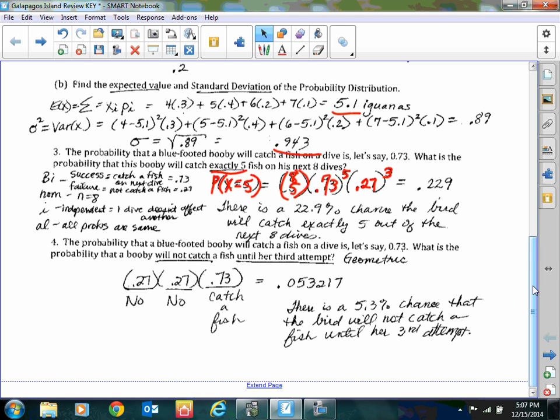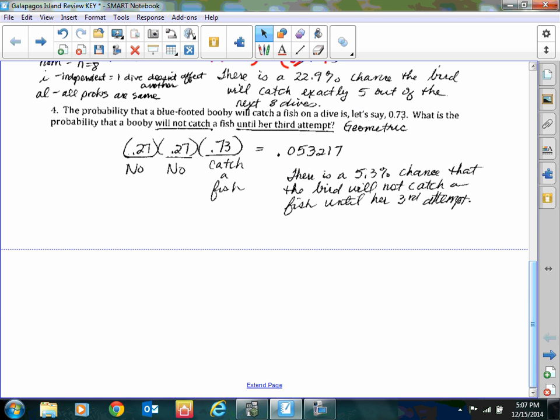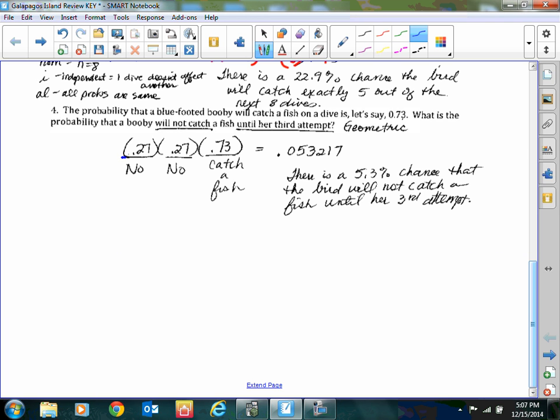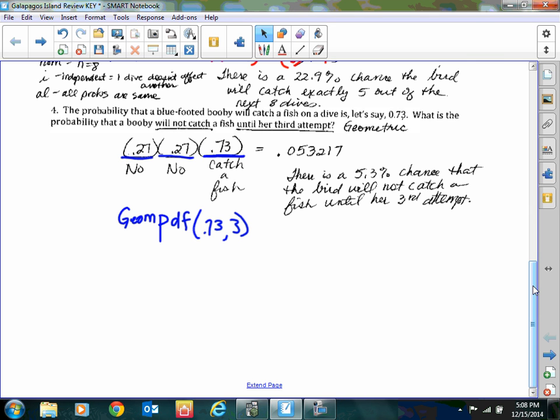Number 4, I really just worked it out because he does not catch a fish until the 3rd attempt. So the order is specifically defined. You can just do not catching, times not catching, times catching. Now, if you choose to put this in your calculator, which you do not have to, you could do geometric PDF, because I'm just doing it in particular on the 3rd time only, and that 0.73 is to occur on the 3rd time. So that's what that would look like. That gives you a 5.3% chance that the bird will not catch until the 3rd attempt.